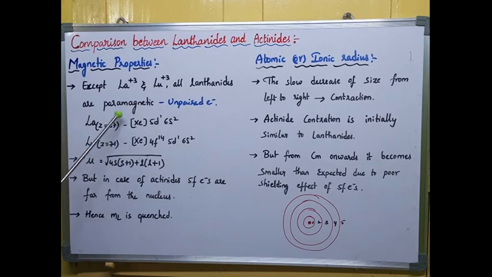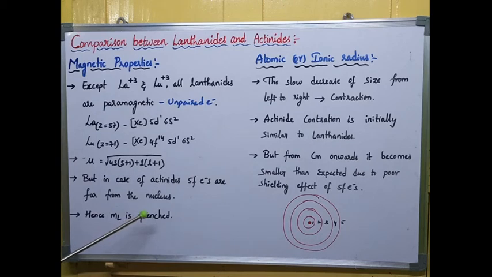Paramagnetic substances will show magnetic character. By using this formula we can calculate the magnetic moment: mu equals square root of 4s(s+1) plus L(L+1). We are adding both the spin angular momentum and the orbital angular momentum for the calculation of the magnetic moment. But in the case of actinides, this orbital angular momentum is quenched.